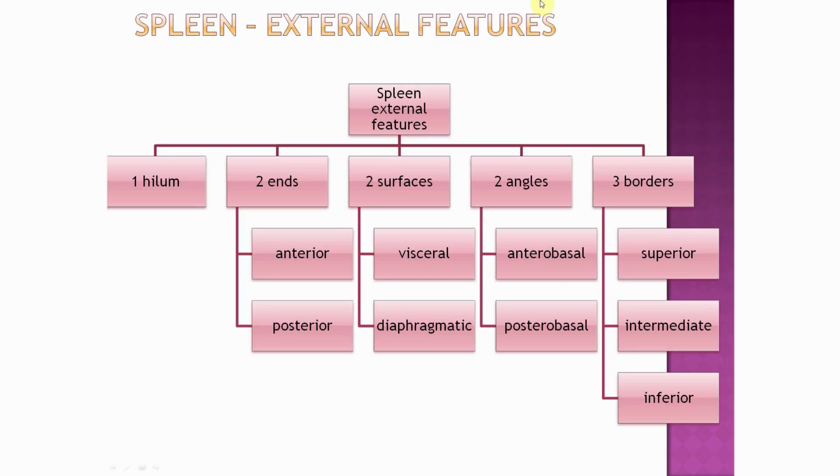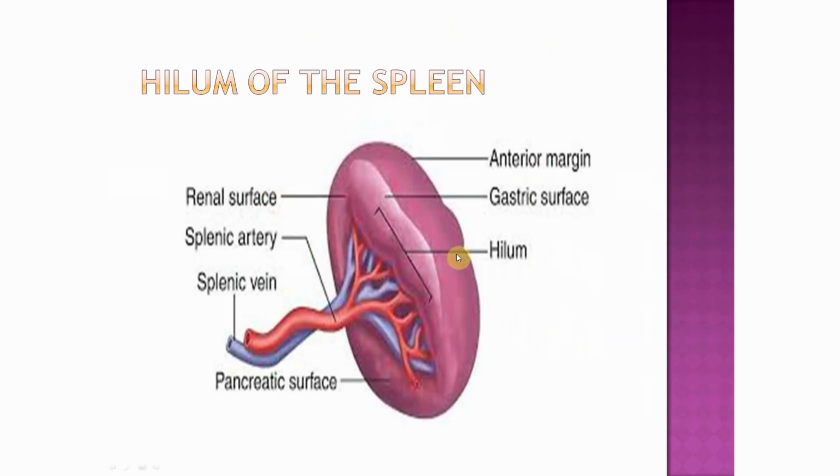Now, you know there is 1 hilum, 2 ends and 3 borders. So, this diagram tells you about the hilum.